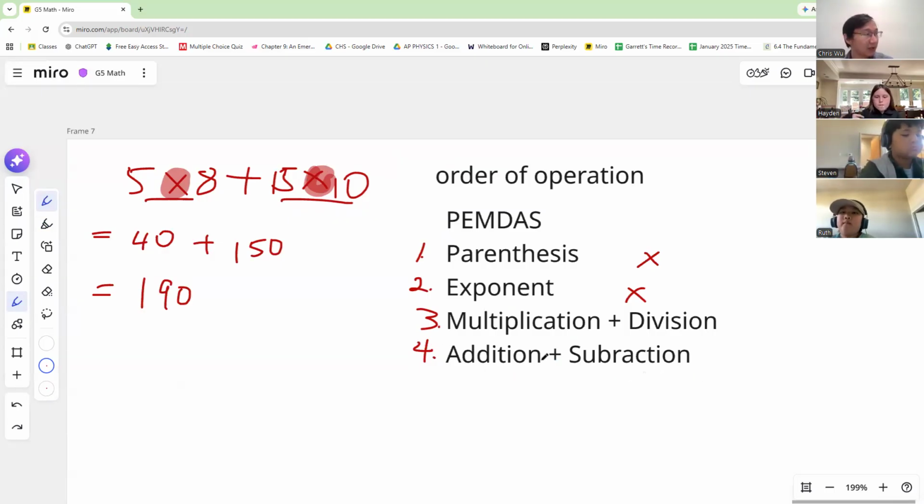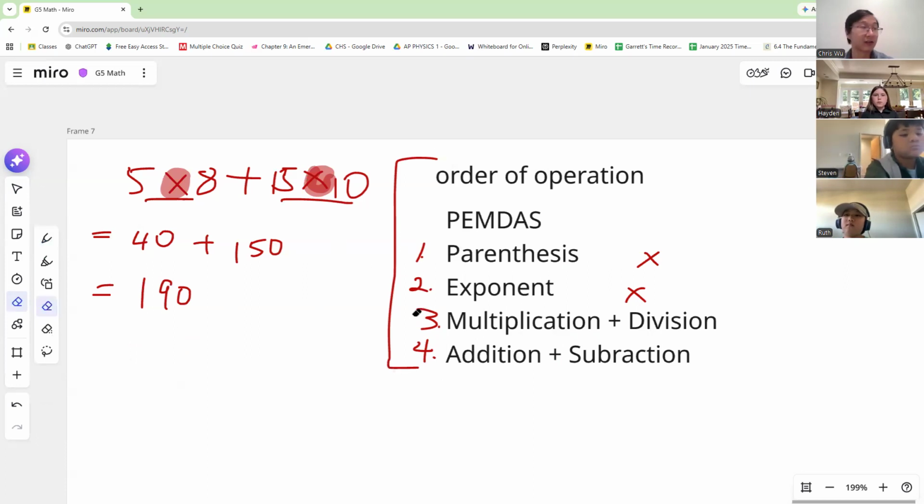So notice that this is a different number than what I got because I think earlier I got like 550 or something, right? So that's not the same number. So it depends on the order you do things, you'll get different answers. And this is a convention. People decided that this is how we're going to organize our mathematical language.